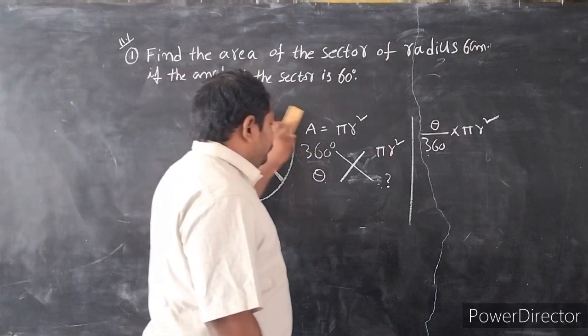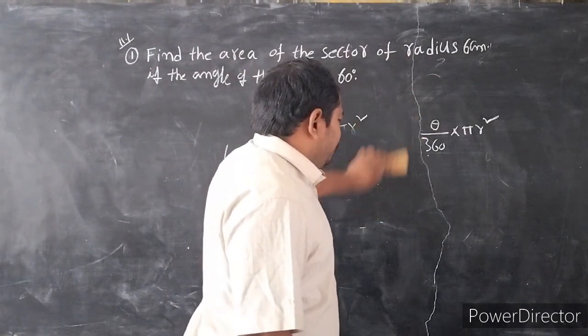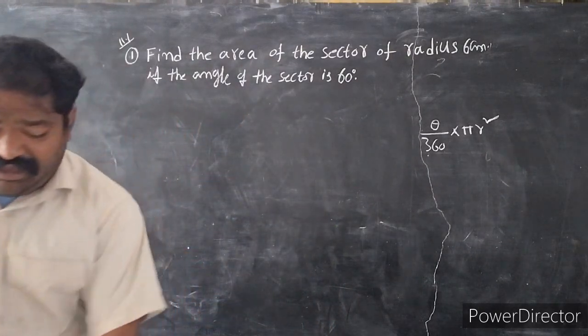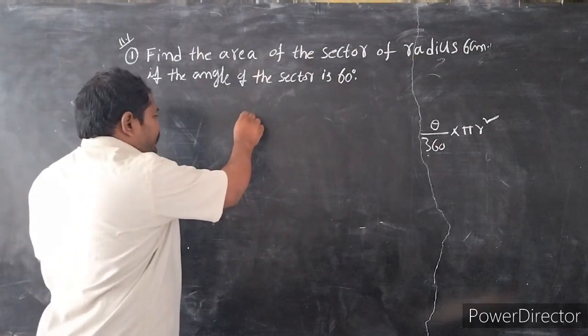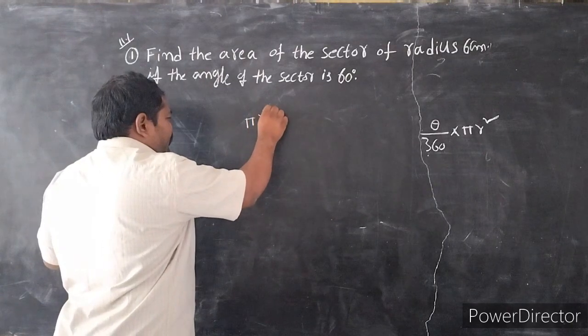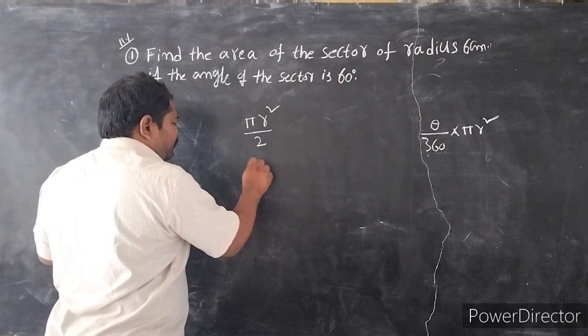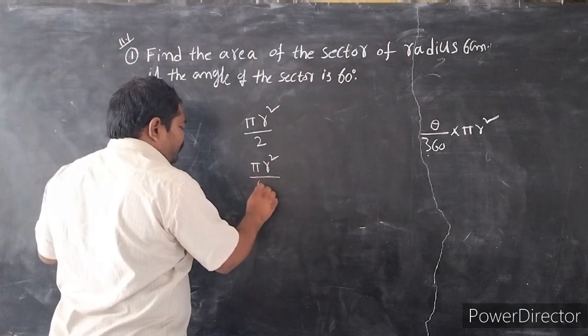And the next one is the area of the sector, which is theta by 360 into pi r square. And the next one is the area of the circle, which is pi r square. Area of the semicircle is pi r square by 2. Area of the quadrant is pi r square by 4.